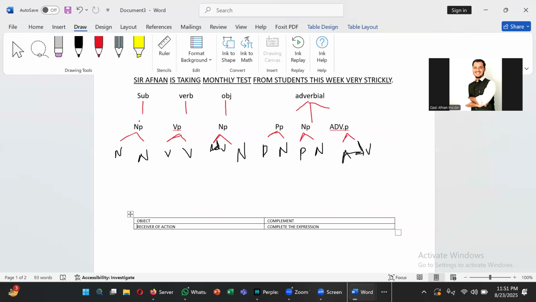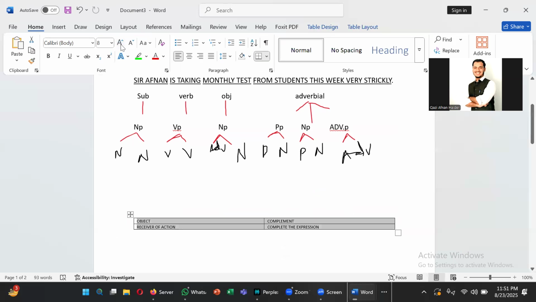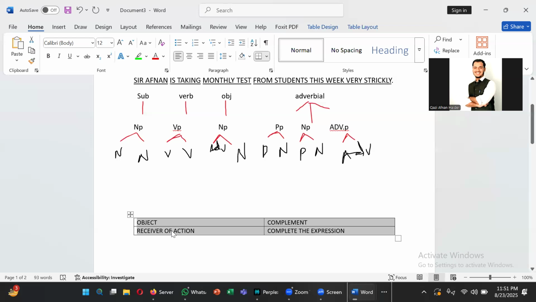Here you can see, guys, object and complement. Let me increase the size of the font. Yes, here object is the receiver of action. When an action is happening, the one who receives the action is the object. For example, I speak English, I teach Arabic, I eat biryani.